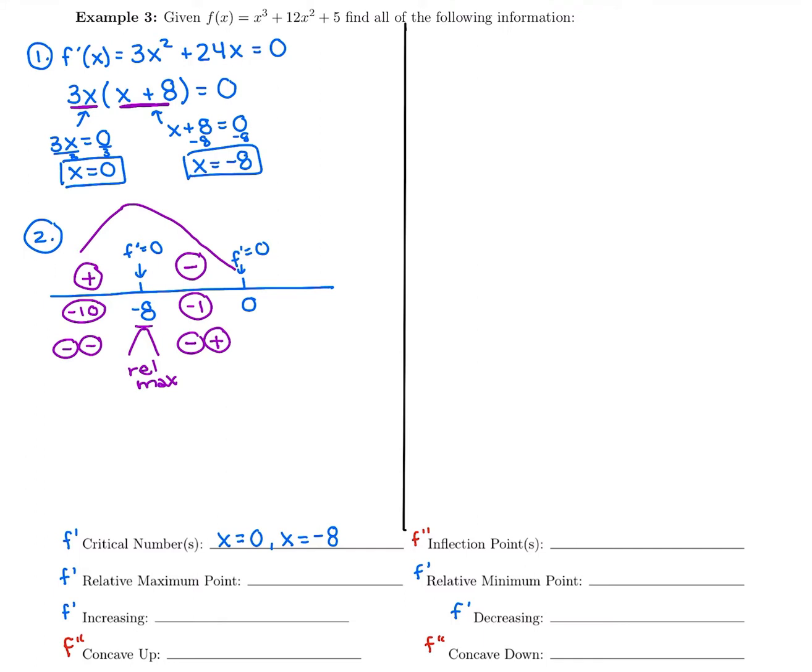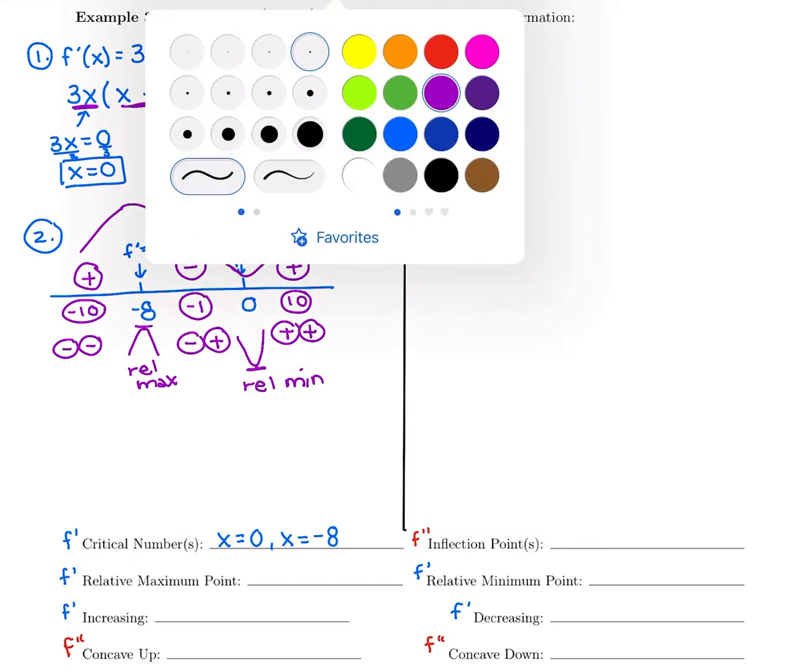After 0, I can plug in anything that I want to as my test value. Maybe I'll plug in positive 10. So 3 times 10 is going to give me a positive 30. 10 plus 8 is going to be a positive number as well. So I'm going to have a positive times a positive, which is positive. So I switch and I'm back to increasing there. So at 0, I went from decreasing to increasing. And then I went through a critical number, which is a soft peak on the graph. So I have a relative min there. So I can fill out this first derivative information.